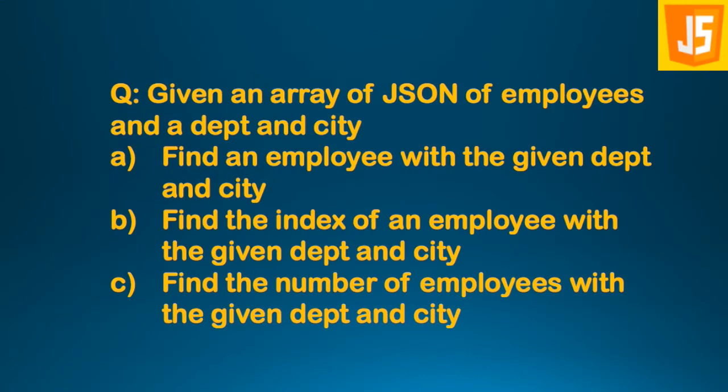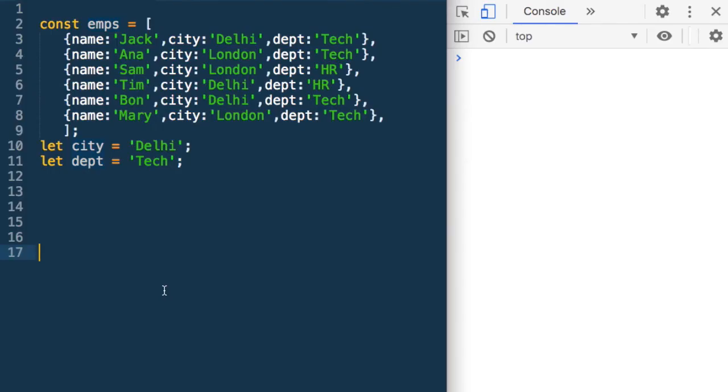Given an array of JSON employees and a department and a city. So employees have fields, say ID, department and city. We need to find an employee with the given department and city, the index of the employee, and all the employees with the given department and city. So here we have an array of employees, emps, which has the details of these employees. Each detail is a JSON, and each JSON has name, city and department. And we have been given the values of city and department, and we need to find an employee which matches that. So what do we need to do?